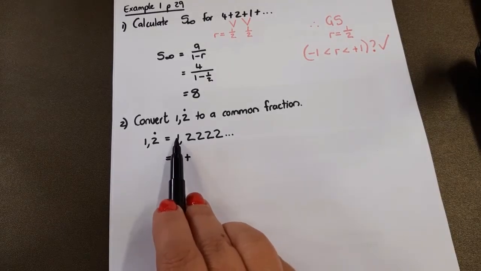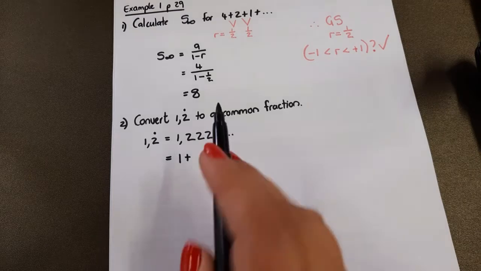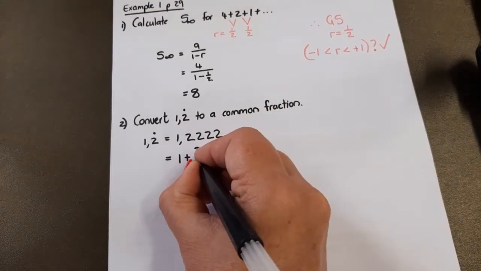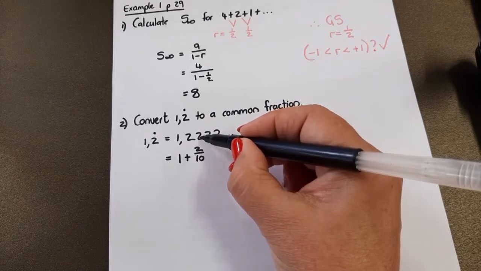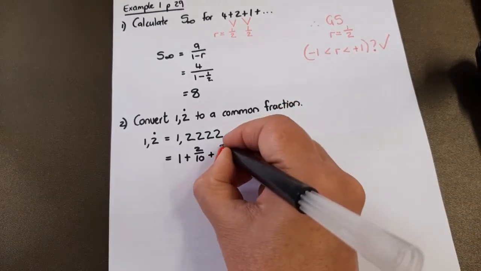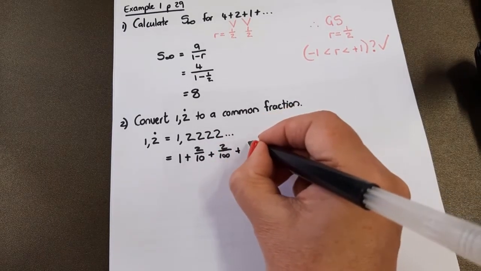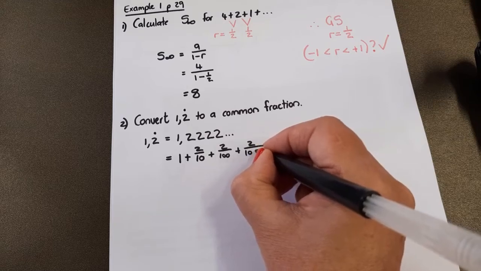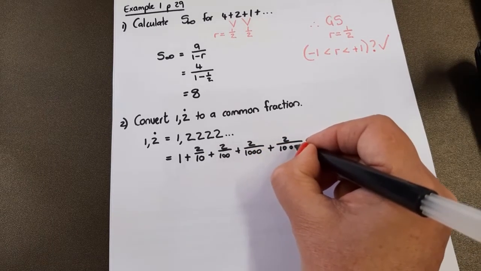We start with a 1. We add 1 with this digit, and this digit represents 2 tenths. This digit represents 2 hundredths. This one is 2 thousandths. And we carry on. 10,000.